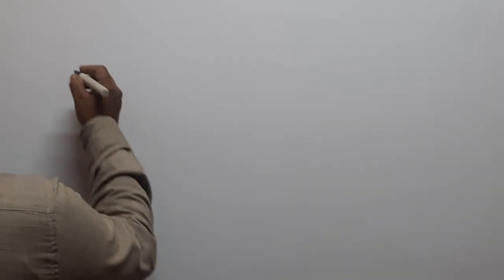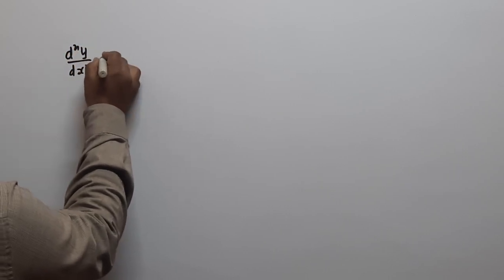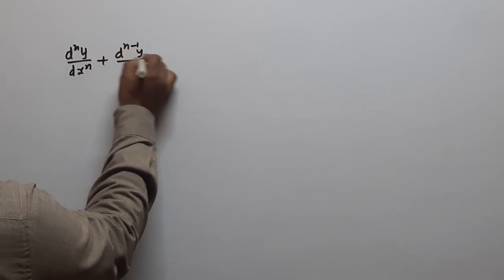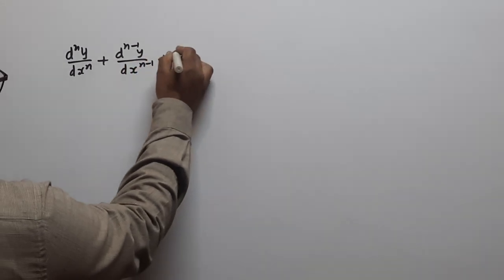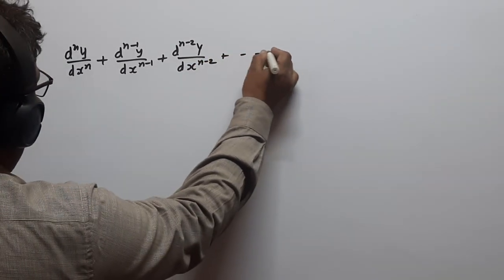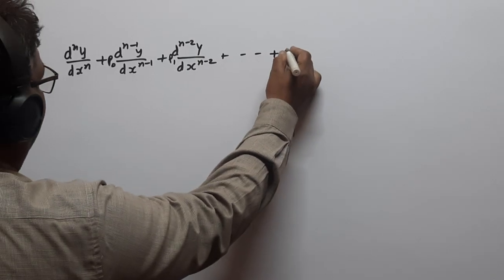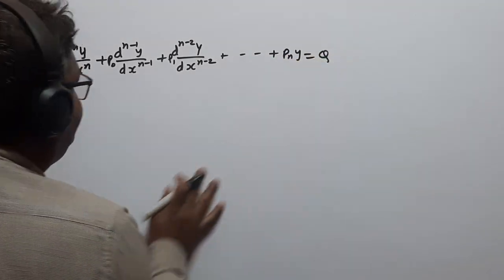Hello friends, in this lecture we discuss how we can find the complete solution of the nth order linear differential equation with constant coefficients. Here suppose that d^n y/dx^n + p1 d^(n-1) y/dx^(n-1) + p2 d^(n-2) y/dx^(n-2) and so on, up to pn y, is equal to q.